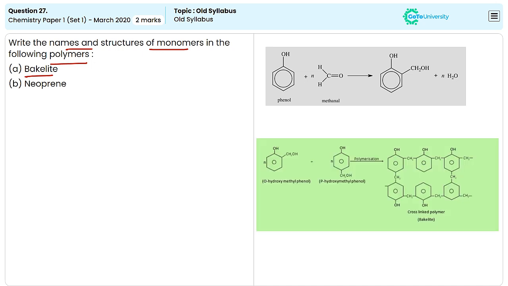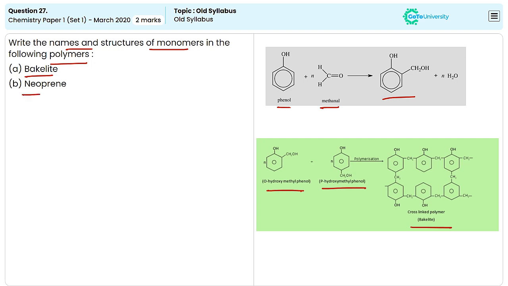It is known for its hardness, heat resistance, and electric insulating properties, and Bakelite is also resistant to chemicals and has a high mechanical strength. So here, from this equation, we can see phenol and formaldehyde combine together to produce ortho-hydroxymethylphenol. This ortho-hydroxymethylphenol and para-hydroxymethylphenol again undergo polymerization, and they will produce the cross-linked polymer, that is Bakelite.